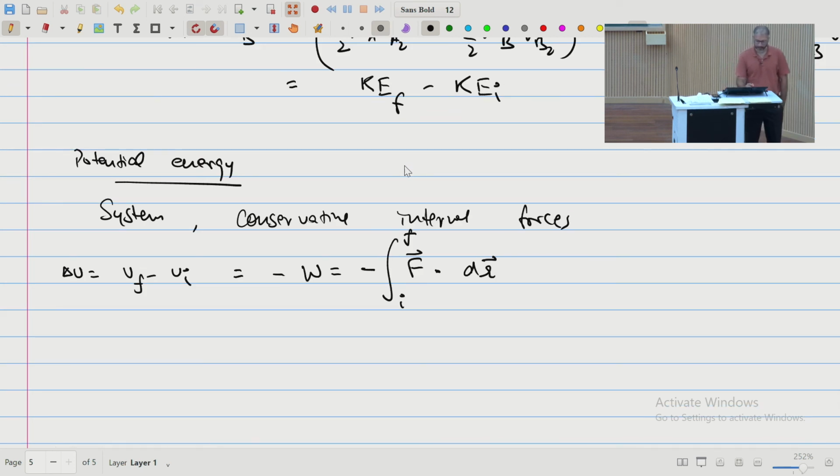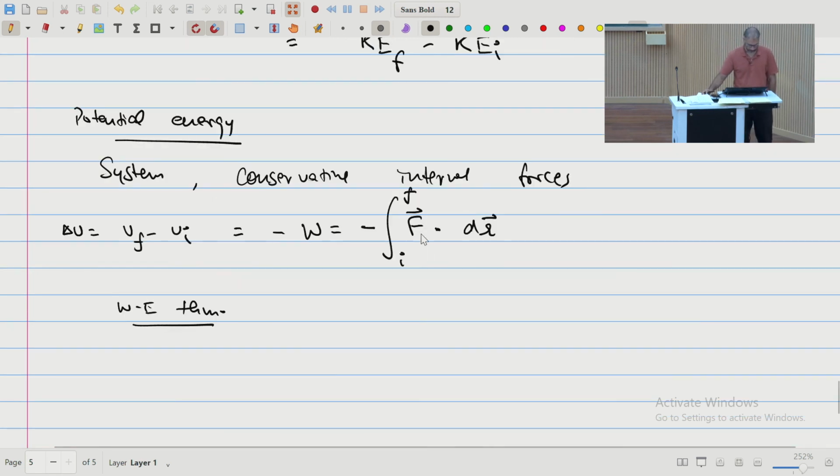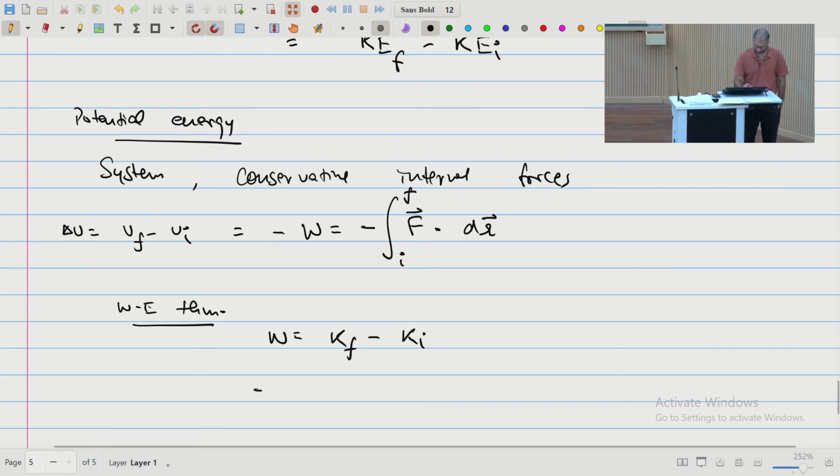So now we apply the work energy theorem. This work energy theorem is being applied to a system where only conservative internal forces are acting. There is no external force acting. The only forces are internal forces which are conservative. So we just saw that work done can be written as minus of (U_f minus U_i).